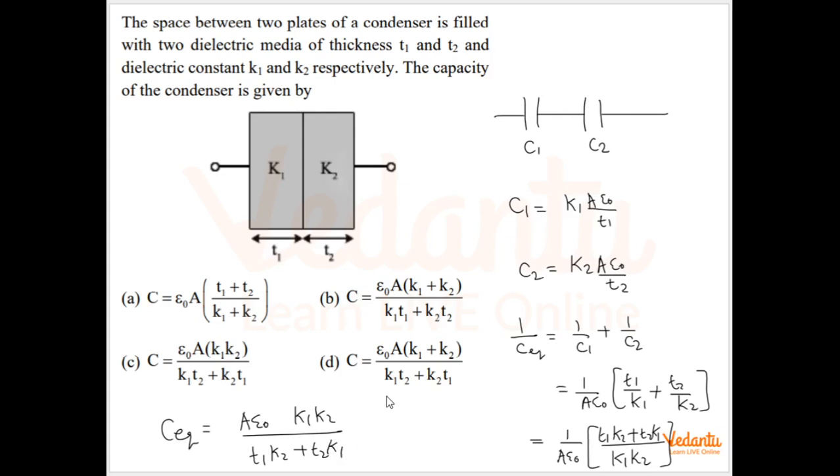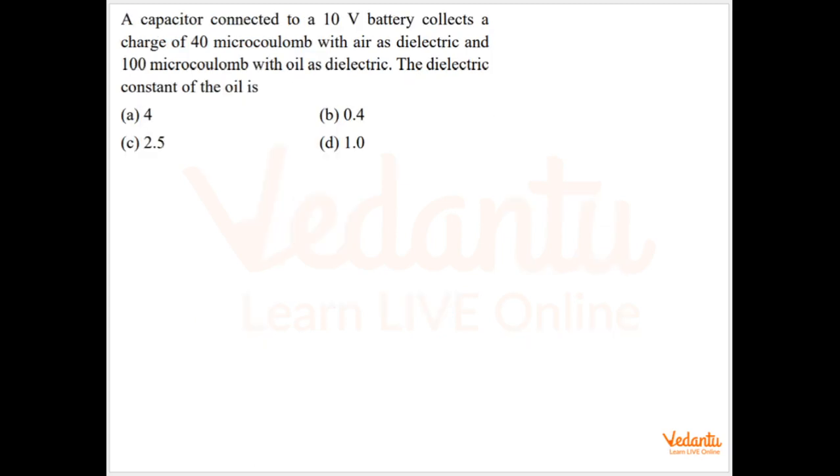So if you see, option C will be the correct answer. In the next question, a capacitor is connected to a 10 volt battery and collects a charge of 40 microcoulomb with air as dielectric and 100 microcoulomb with oil as dielectric. What is the dielectric constant of the oil?